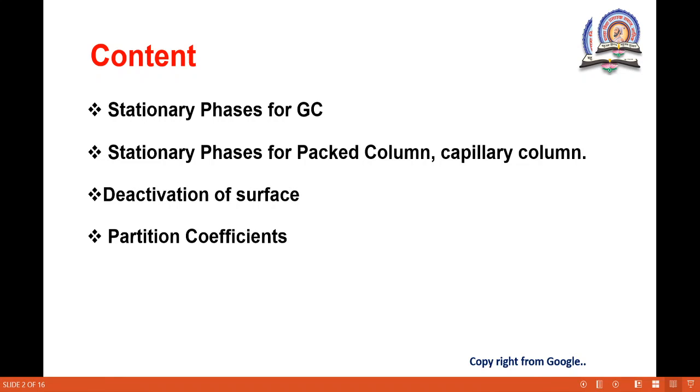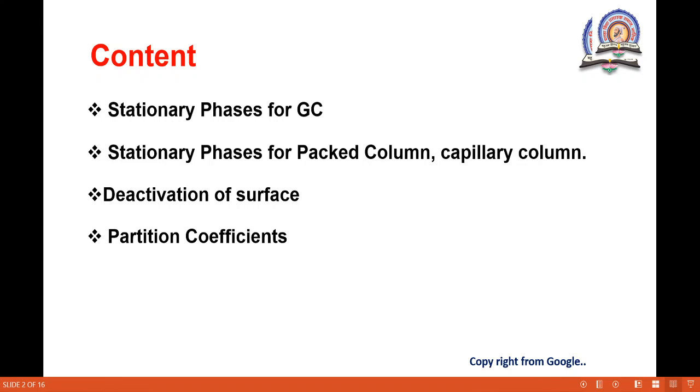Now in today's lecture we are going to discuss the stationary phases used in the gas chromatography. So this is the content of today's lecture. The stationary phases for the gas chromatography, then stationary phases for the packed column and the capillary column, then deactivation of the surface, that means after separation how we clean the stationary phase, that is nothing but the deactivation of the surface, and the last point, that is the partition coefficient. These points we are going to discuss in today's lecture.